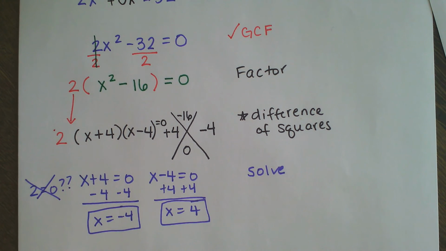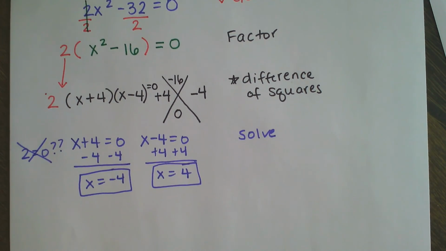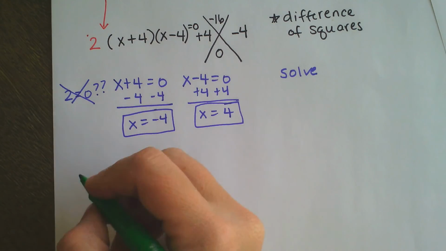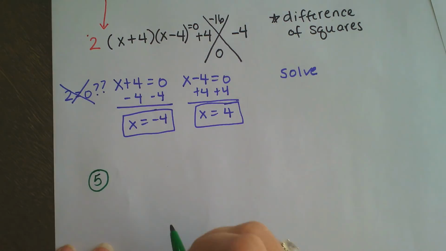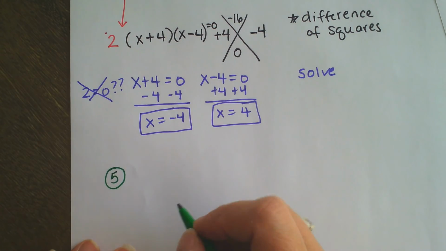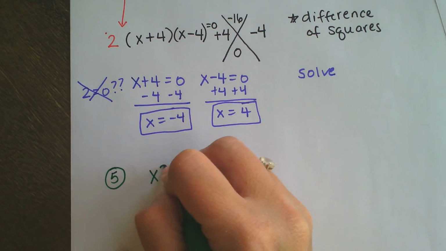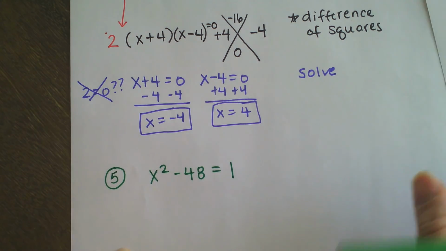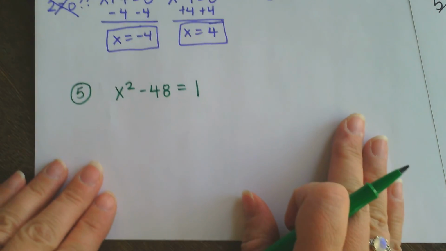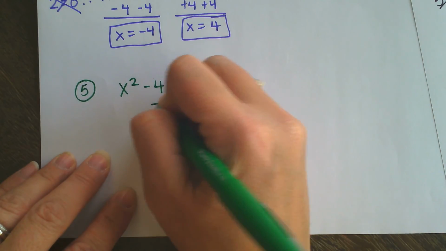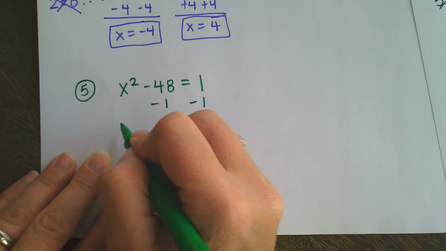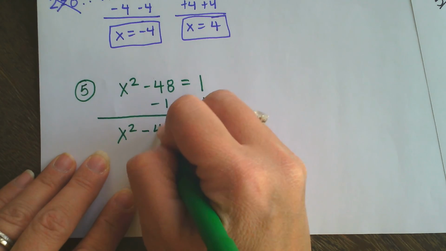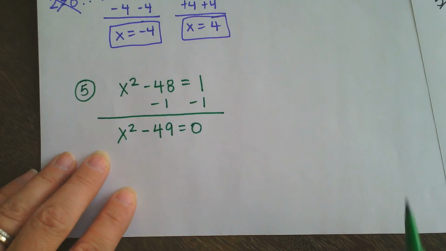Okay, so I'm going to do a difference of squares with you one more time. I'm not sure how many times you've seen that. So this will just be example 5. X squared minus 48 equals 1. We're going to set our problem equal to 0 by subtracting 1 on both sides. X squared minus, that'll become 49, equals 0.